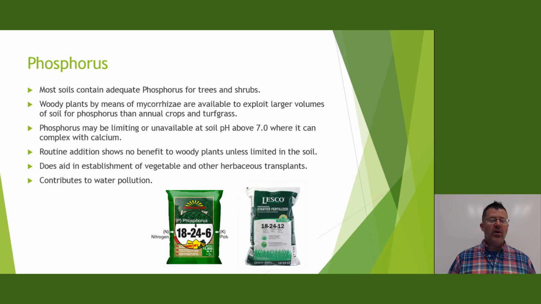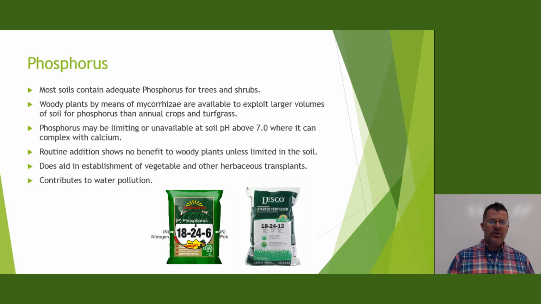Phosphorus may be limiting or unavailable at soil pH above 7, where it can complex with calcium. Routine addition shows no benefit to woody plants unless it is limited in the soil. It does aid in the establishment of vegetable and other herbaceous transplants, however, and it does contribute to water pollution. If you've been reading any of the industry magazines, they're always talking about phosphorus pollution, and even some cities and states are putting bans or limitations on the use of phosphorus.